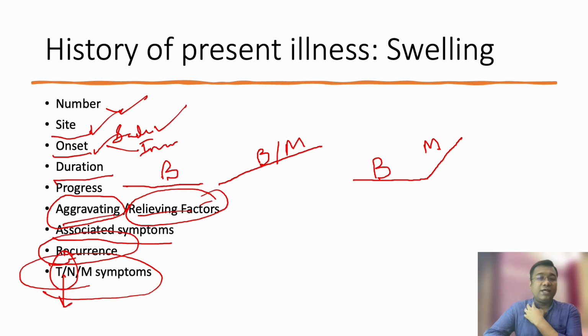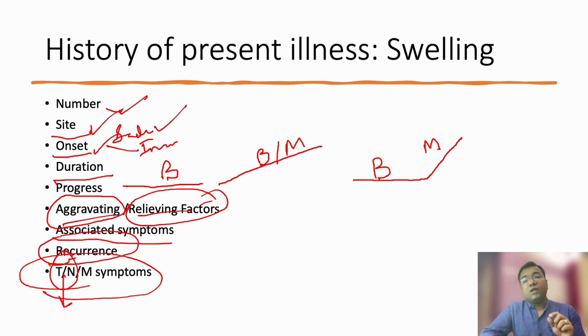If you have a swelling here in the neck, what are the pressure effects? You can have a pressure effect on your esophagus, on your trachea or larynx, or on the vessels. If the vessels are involved, what will happen? You will have a puffy face, thoracic inlet syndrome. If you have pressure effect on your esophagus, there will be dysphagia. If you have pressure effect on the trachea, there will be problems in the respiratory system. All right, so these are the T symptoms.